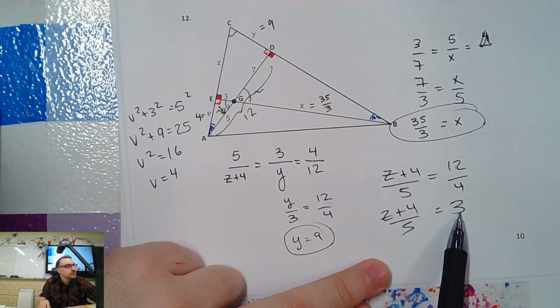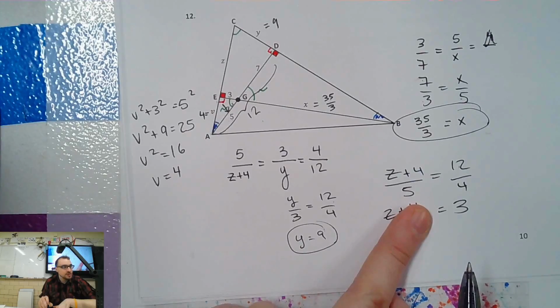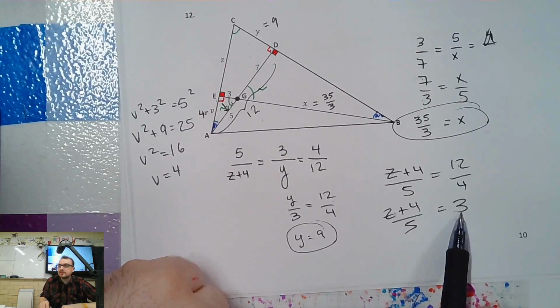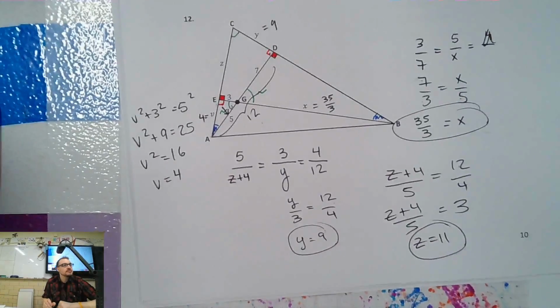That reduces to 3. Go. Multiply by 5 and subtract 4. Yep. Multiply by 5, and now it's gone. And then subtract 4, and then z is on its own, right? So what's 3 times 5? Minus 4 is? Z is 11.